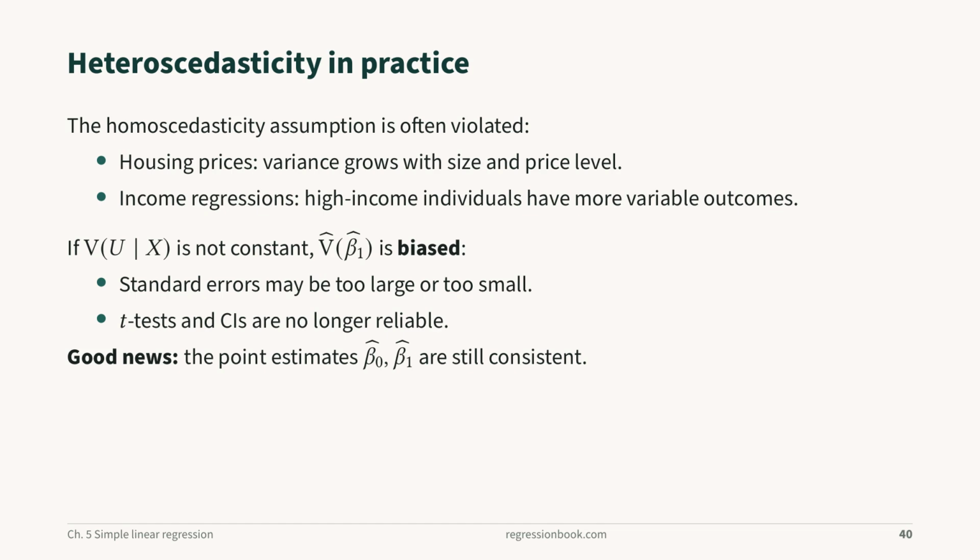Housing price variance grows with size and price level. High-income individuals have more variable outcomes. When the conditional error variance is not constant, the simple variance estimate of the slope is biased. Standard errors may be too large or too small, and tests and intervals stop being reliable. The good news survives. The point estimates themselves remain consistent.